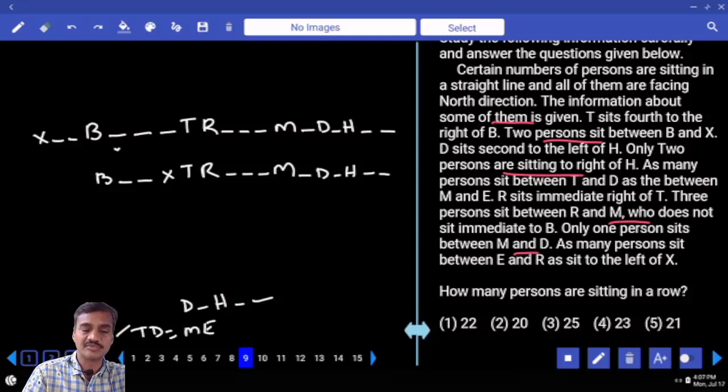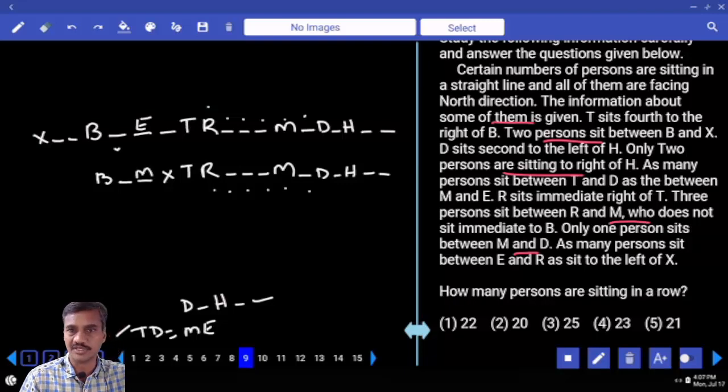Now T and D equals to M and E. Now T and D, how many persons are there? 1, 2, 3, 4, 5, 6. And 6 persons between T and D. And M and E we need to have 6 people. And 6 people, 1, 2, 3, 4, 5, 6. And B must be this. Now here T and D. Now here in this case 1, 2, 3, 4, 5, 6. And T and D, M and E we need to have 6. 1, 2, 3, 4, 5, 6. M is at this. And T and D, M and E. E must be at this place.